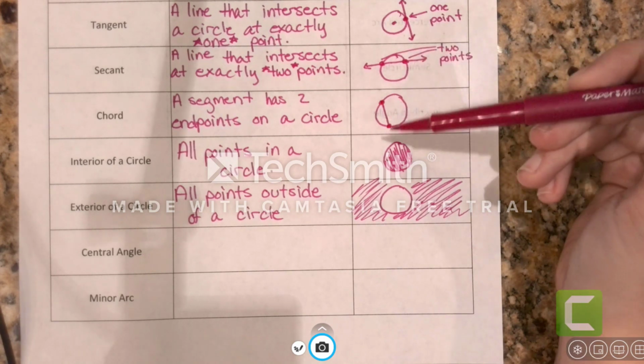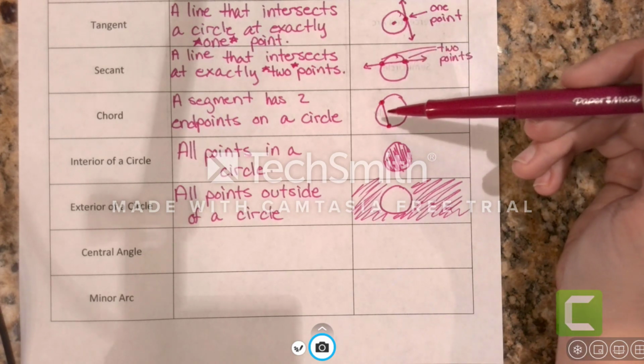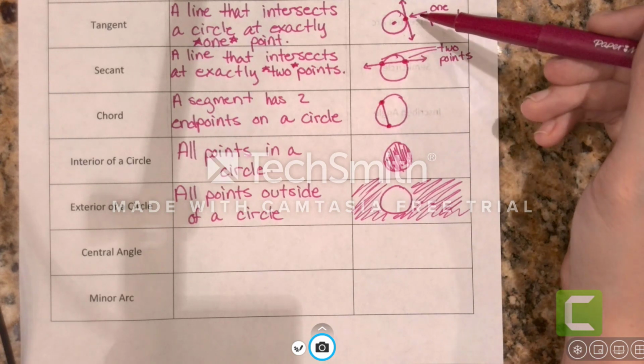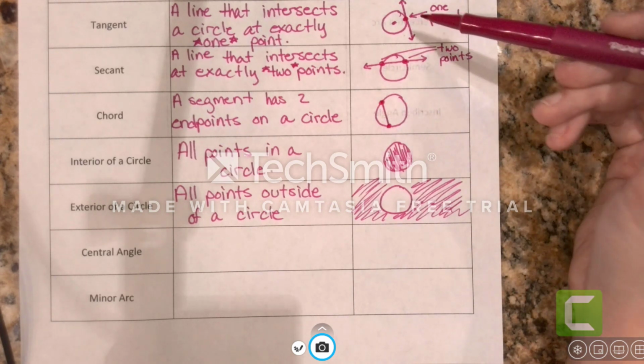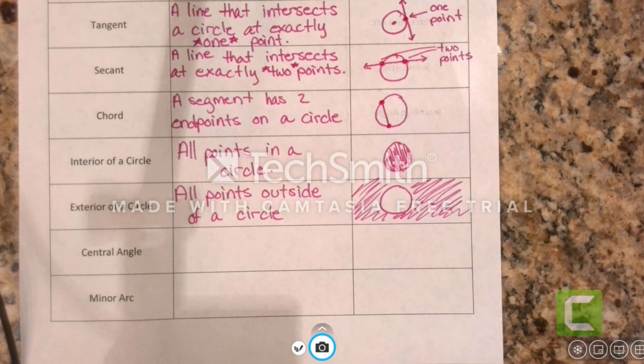Again, chords are an interior segment of the circle. A tangent is an exterior line of the circle. So that's everything to do with the figures. I want to get more into the arcs and the shapes because we're going to be working with that quite a bit. You will be quizzed and tested on these as well.